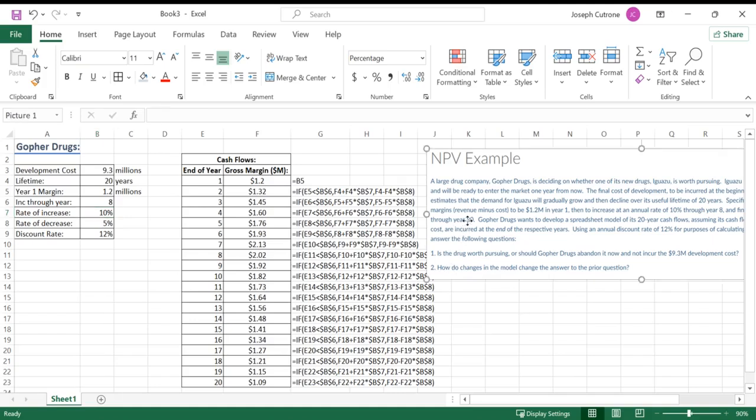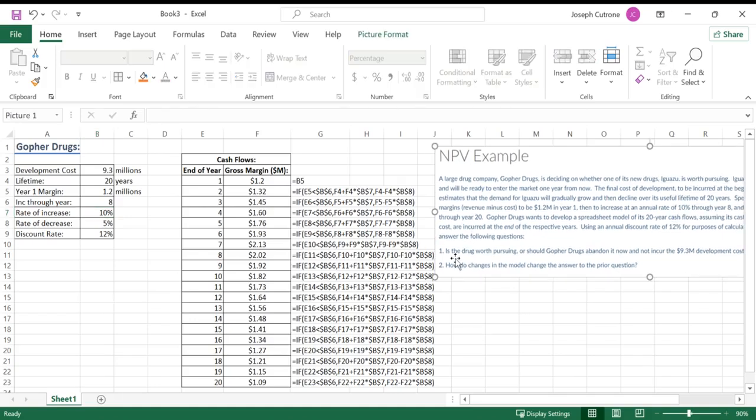All right, now I actually haven't answered the question. The question is, is the drug worth pursuing? So NPV, or net present value, is a function in Excel that will give you the price today of a stream of future cash flows. It's like, how much should I pay today for money in the future? This is a wonderful metric that managers use to decide if a future project will bring positive value to the firm. If your NPV is positive, this is the value of the project.